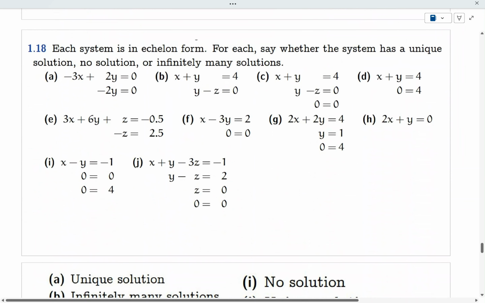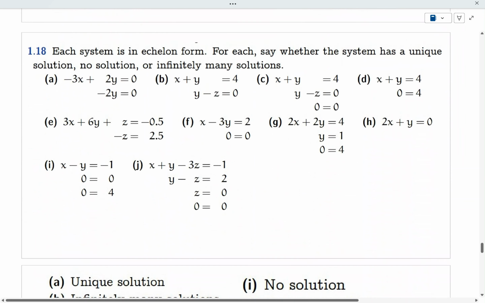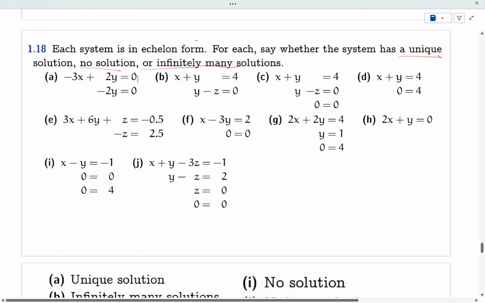All right. So let's practice this idea more. Now, I have a bunch of systems, and your goal is to identify if each has a unique solution, no solution, or infinite solution. So pause the video now. You want to make sure you do this and then go over the solutions here.